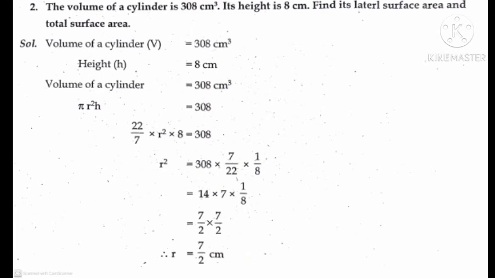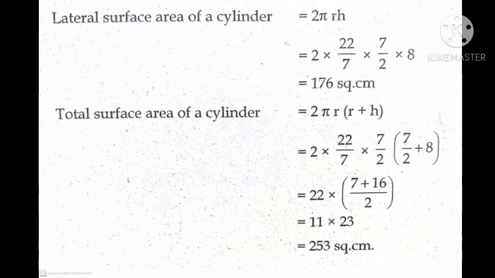In the next step, 14 and 8 divisible by 2, we get 7, and 8 by 2 is 4, and 4 we can write in denominator as 2 into 2, that is 7 by 2 into 7 by 2. Therefore, r square is equal to 7 by 2 into 7 by 2. 7 by 2 into 7 by 2, we can write as 7 by 2 whole square. Then both sides square will be cancelled. Then we get r is equal to 7 by 2 centimeter. Next, we have to calculate lateral surface area of a cylinder.